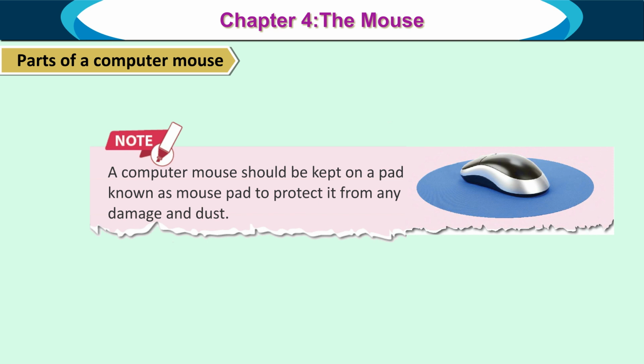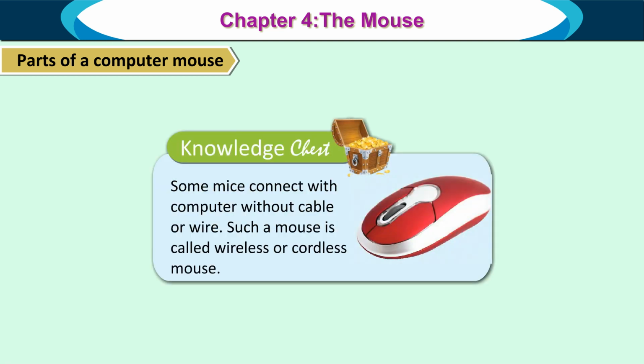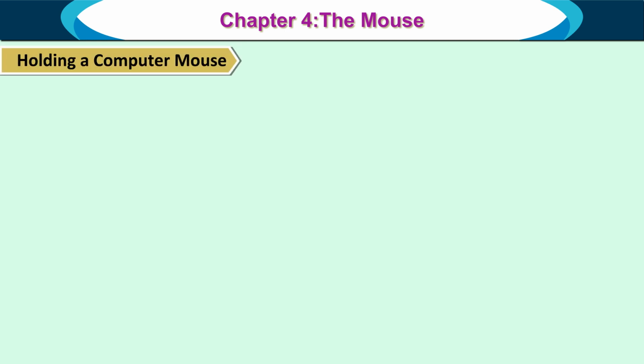Note: a computer mouse should be kept on a pad known as mouse pad to protect it from any damage and dust. Cool fact: a computer mouse is called so because it looks like a real mouse. Knowledge chest: some mice connect with computer without cable or wire. Such a mouse is called wireless or cordless mouse.